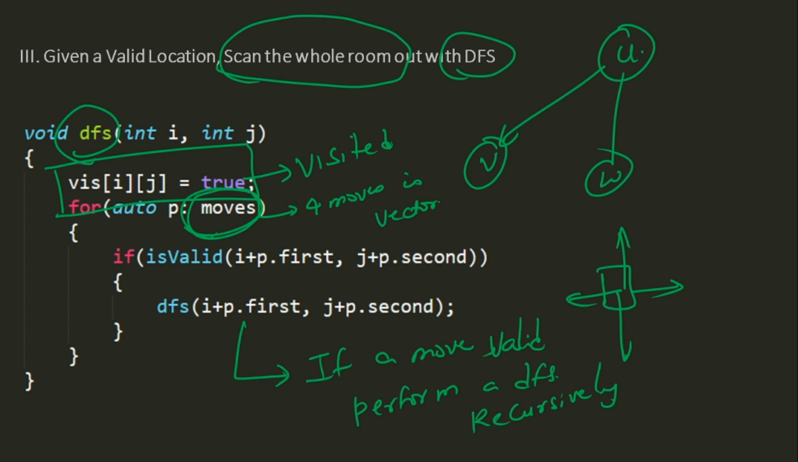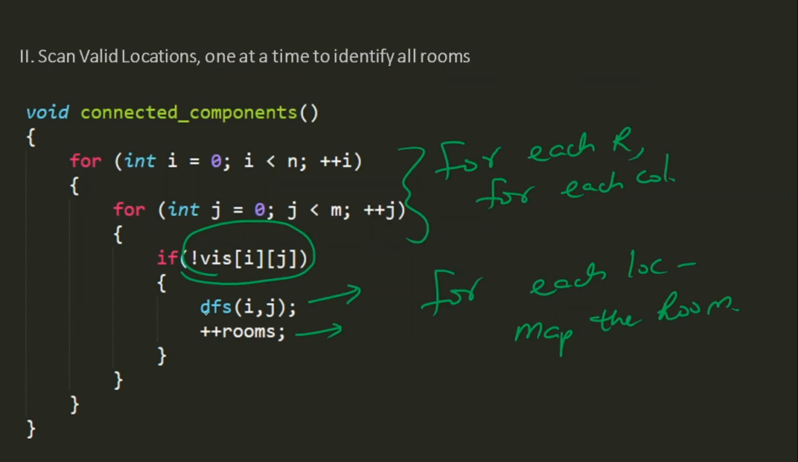So once we do that, eventually we'll come back to this part of the code in our connected components function, and we'll keep incrementing the rooms, and finally the number of rooms will be the answer to our problem. So let's go ahead and make a submission and see if we can get an accepted.